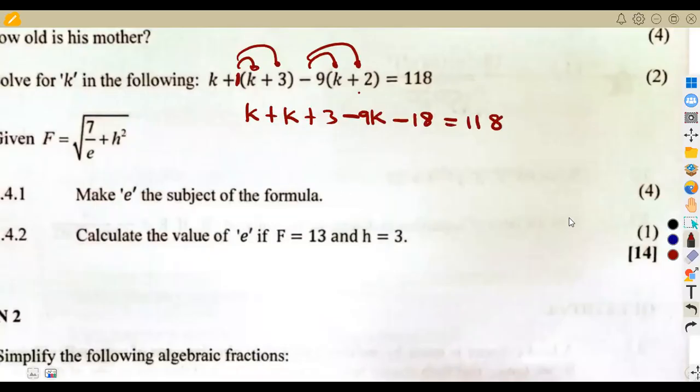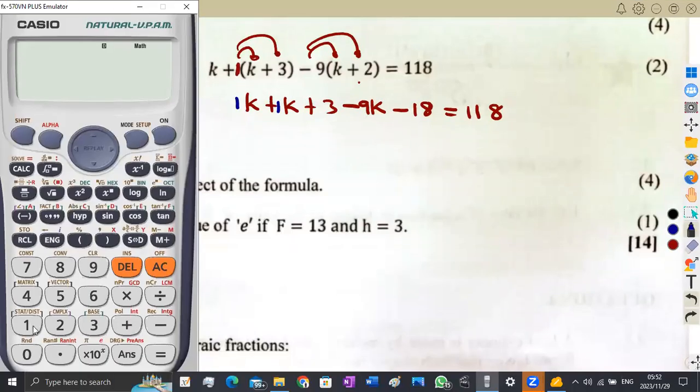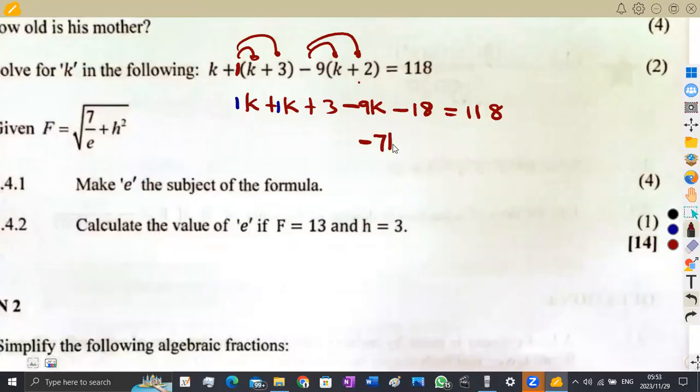So from there, we can collect our like terms. This is 1k, this is 1k. So we're going to have 1k, 1k, and minus 9k. So we're going to add 1 plus 1 minus 9 in that case. That's 1 plus 1, which is 2, minus 9, which is negative 7. So this is going to give us negative 7k.